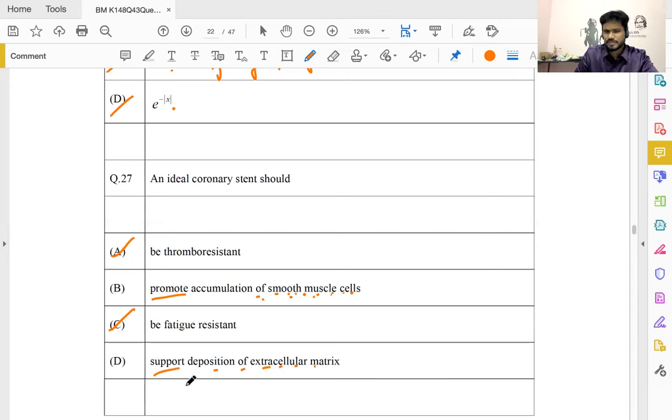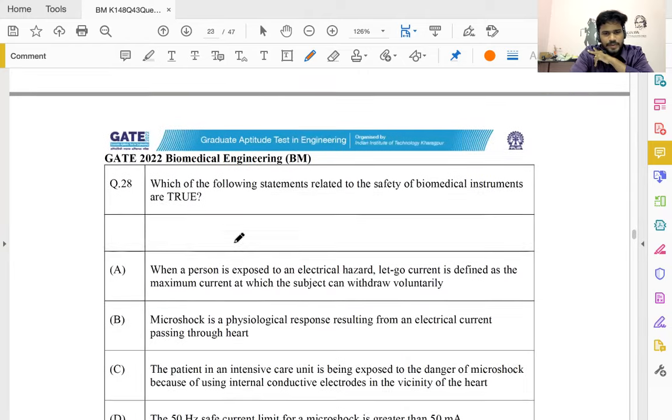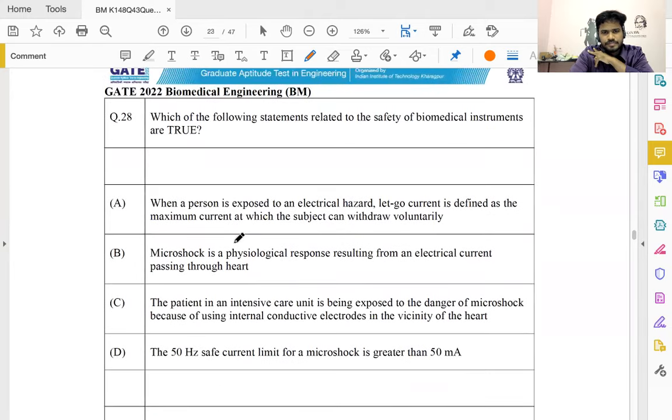It shouldn't be supporting that. You should be avoiding these two. These two are failures, actually. So the ideal coronary stent should do A and C. So I think, yeah, the key makes sense there. So a very, very recognizable biomedical instrumentation question, just that it's an MSQ. So you have to be very, very sharp, else you lose marks.